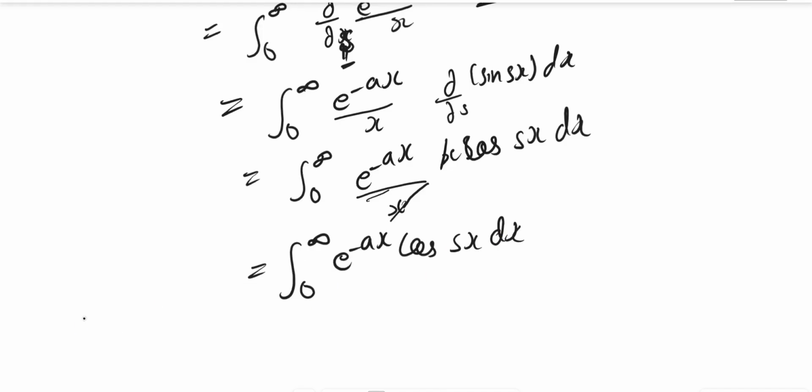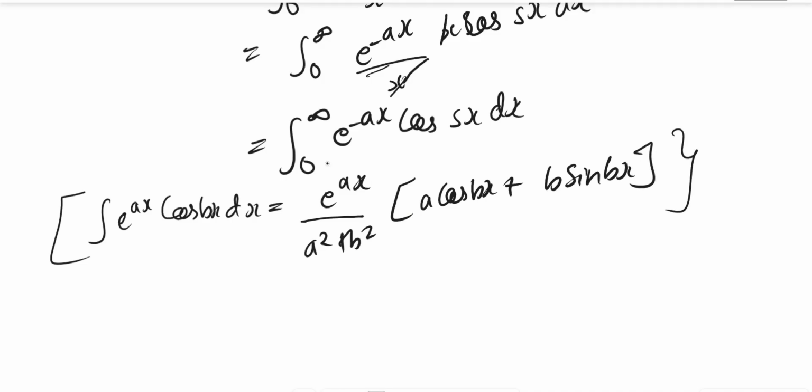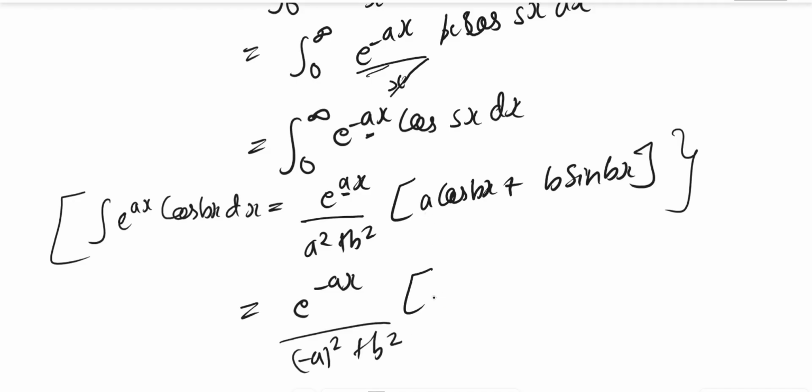Now, we know the formula for this integral: the integration of e raised to the power ax cos bx dx is equal to e raised to the power ax divided by a squared plus b squared, in brackets a cos bx plus b sin bx. So, using this, we will have e raised to the power minus ax, since in place of a here it is minus a, divided by minus a whole squared plus b squared. Now, in place of a it is minus a, cos, in place of b it is sx, plus s sin sx. And the limit is from 0 to infinity.